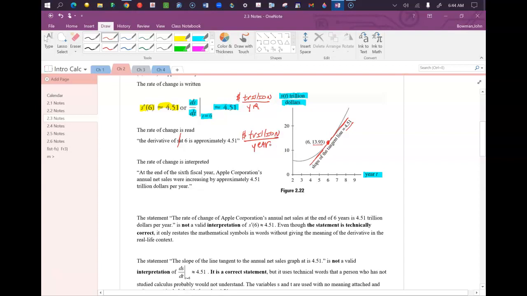The rate of change is interpreted as, quote, at the end of the 6th fiscal year, Apple Corporation's annual net sales were increasing by approximately $4.51 trillion per year. And I want you to pause for a minute and take note of all the detail there. Okay? So they told us when, at the end of the 6th year. They told us what, Apple Corporation's annual net sales. They told us how they were increasing. They told us by how much, 4.51, and they gave us units, trillions of dollars a year.